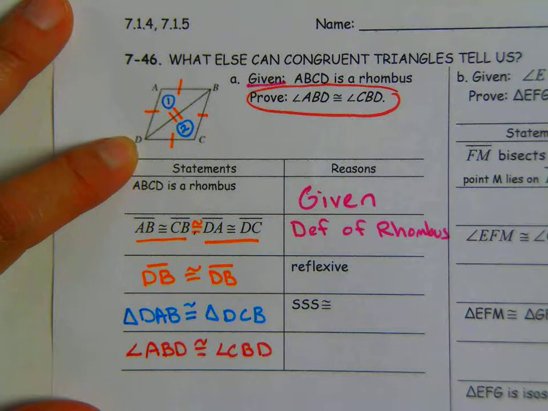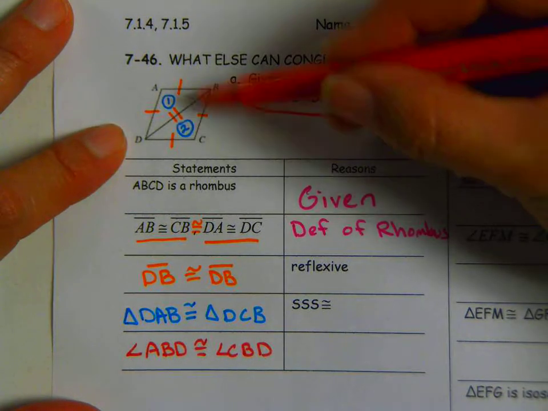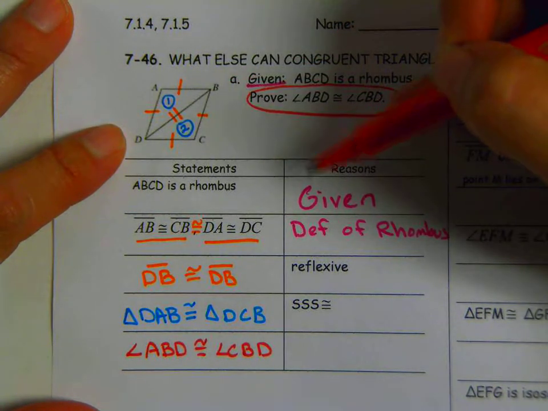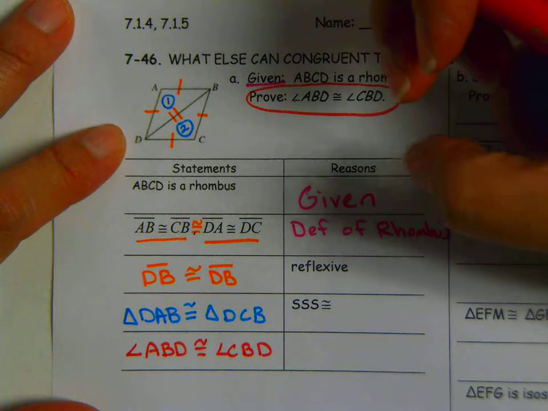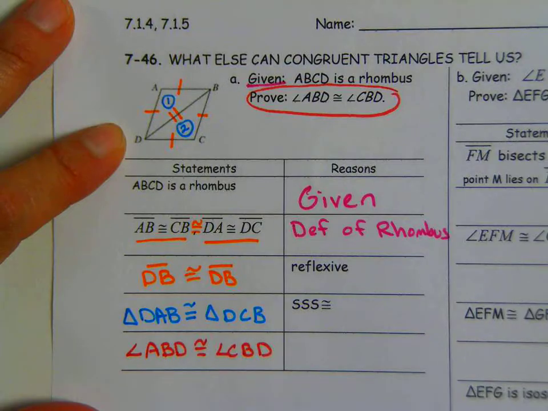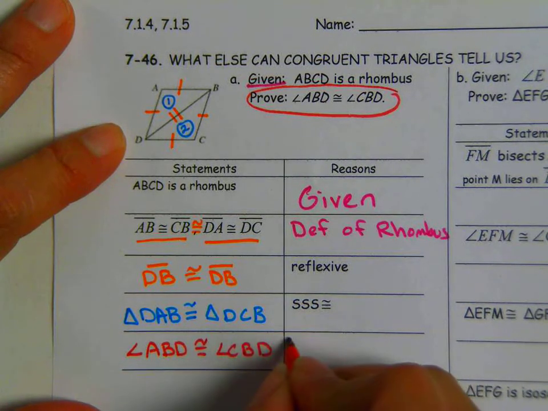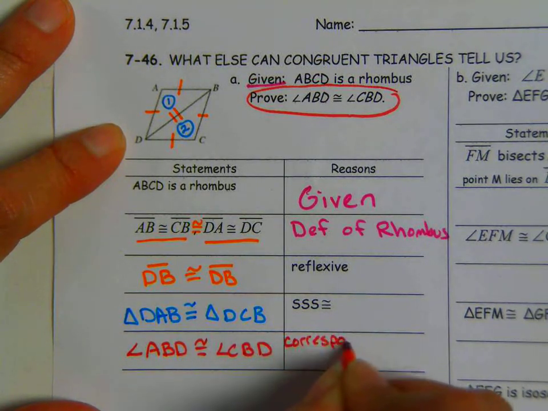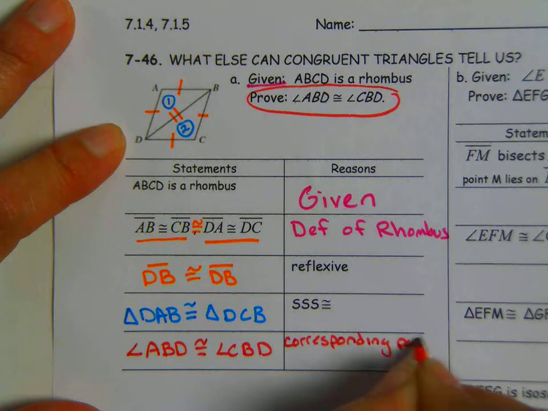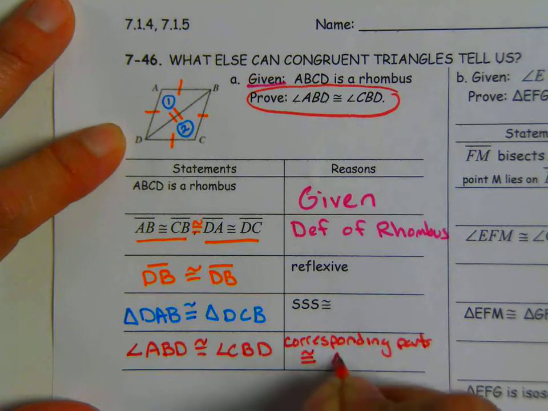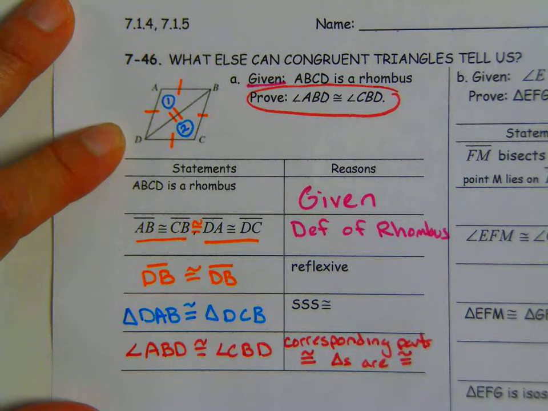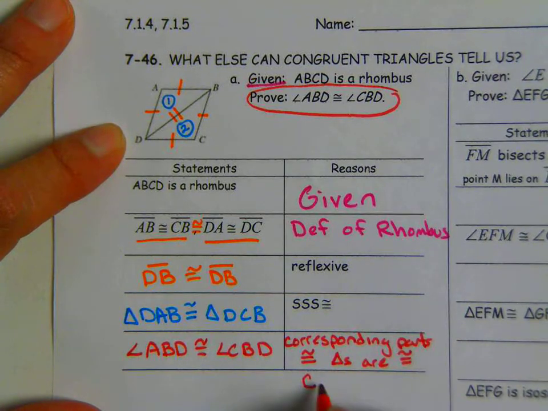Now the logic goes like this. If I have two triangles that are congruent, then all of the corresponding parts, all the parts that match together, must be congruent. There's a shortcut way of saying that: corresponding parts of congruent triangles are congruent. That doesn't look too much like a shortcut, so I'm going to give you an even shorter shortcut: CPCTC. Corresponding parts of congruent triangles are congruent.